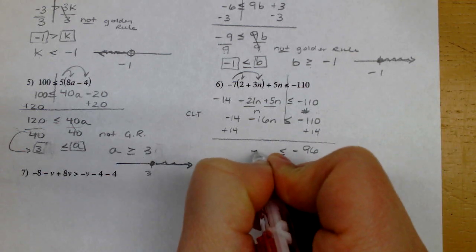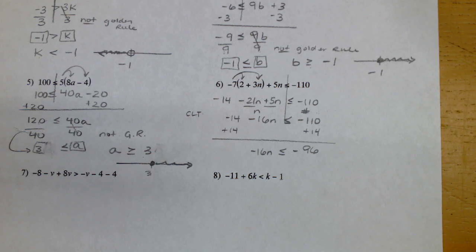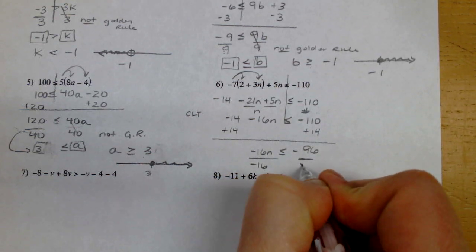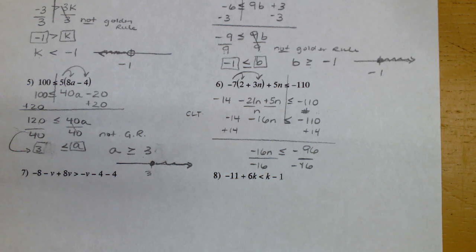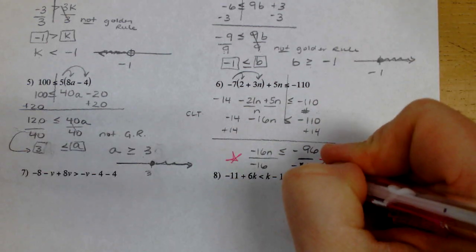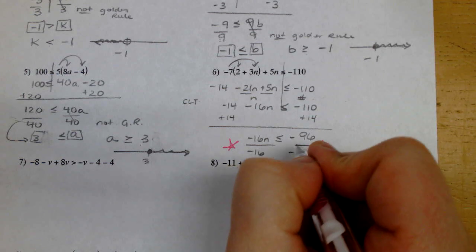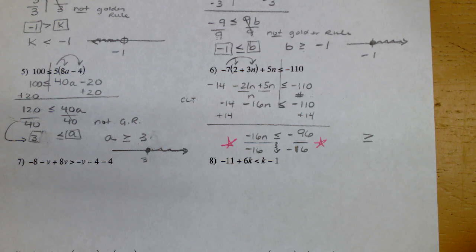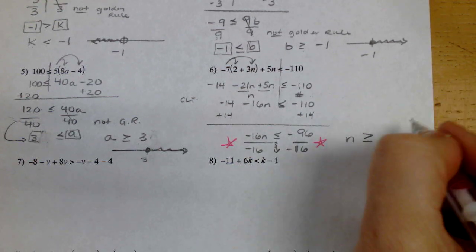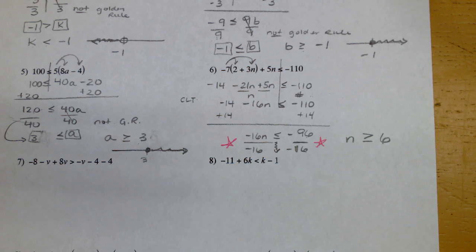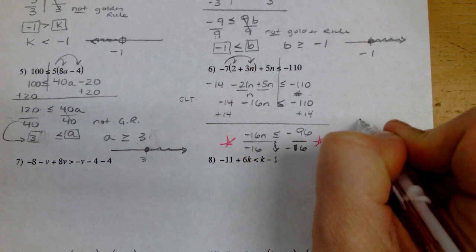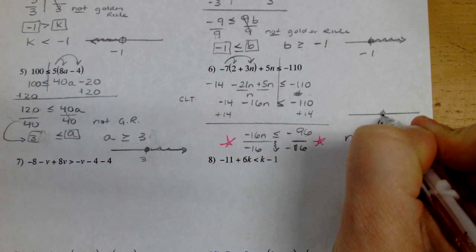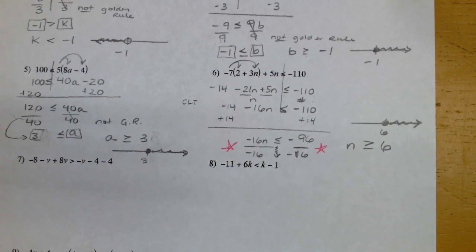Negative 96, negative 16n. Divide both sides by negative 16. Okay? At this point, I'm going to put stars here. This is the golden rule. We divided both sides, and this is a 1, by negative 16. So now this symbol is going to flip from less than to greater than or equal to. N is going to be here, and the answer is 6. Negative 96 divided by negative 16. When I graph my answer, 6, solid circle, shaded to the right.